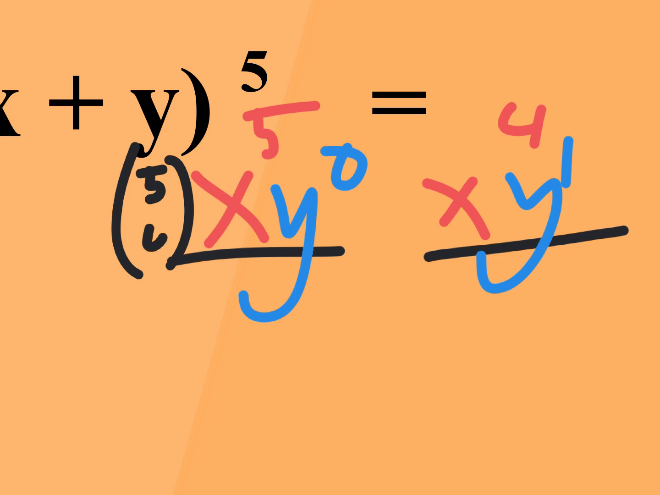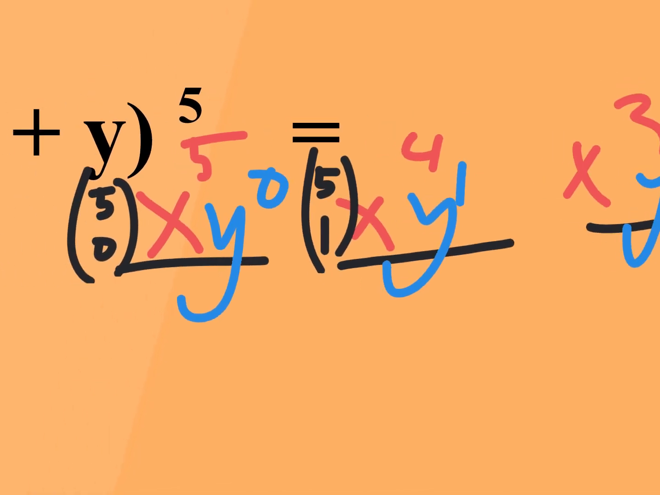This is 5 choose 0. This is 5 choose, what do you think? 1. And those we can do in our head. If I had 5 objects on my desk and I wanted to choose 0 of them, there would only be one way to do it. 5 choose 1, there'd be 5 ways to do it.